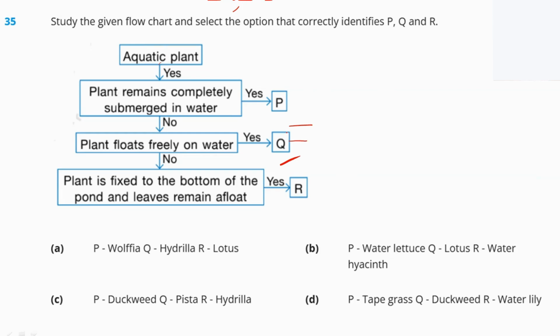Q is duckweed. And R is water lily, which means the water lily is fixed at the bottom, but at the top the leaves keep floating. So option number D is our right answer, right? P is tape grass, Q is duckweed, and R is water lily.